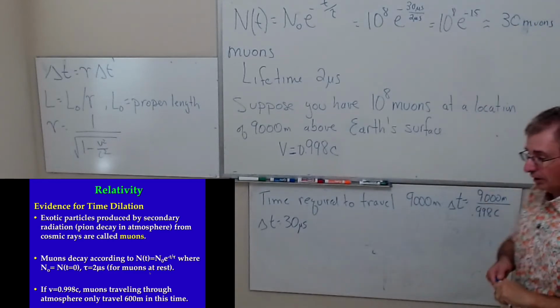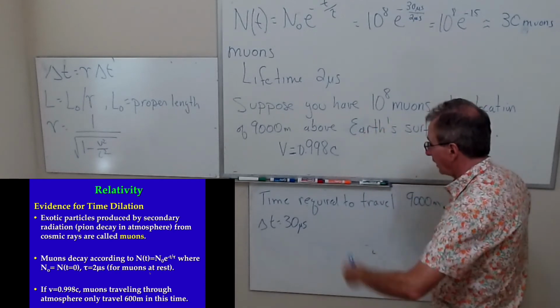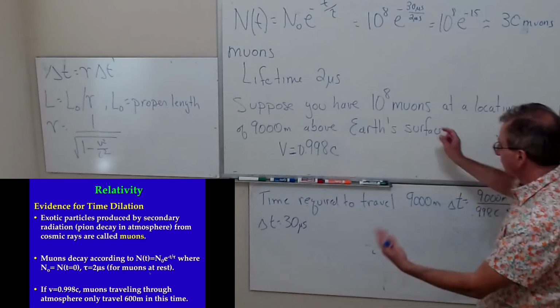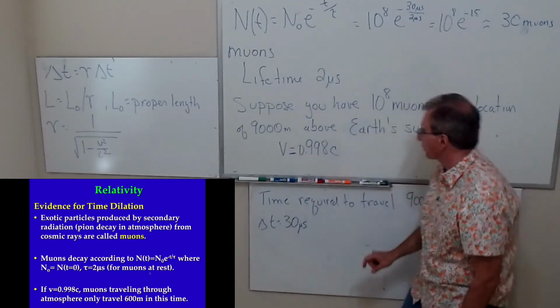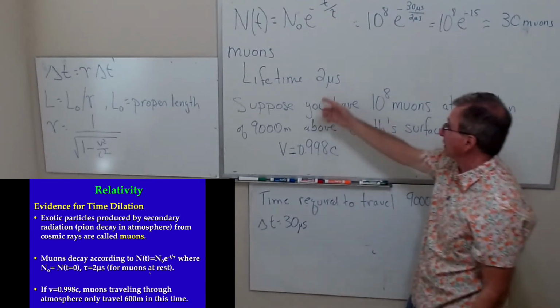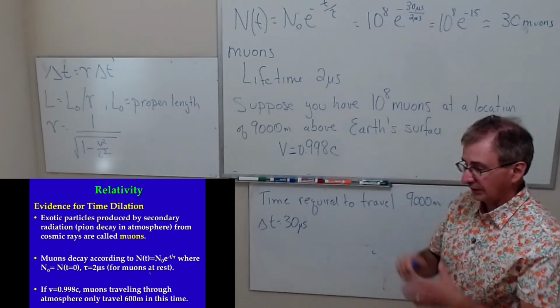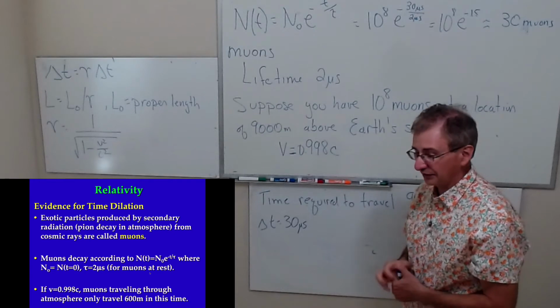So if there were this many at 9,000 meters above the Earth, and I had a way of detecting them on the surface, in the time they travel from here to the surface I should only detect 30 because they decay. They decay really fast. They're only around for 2 microseconds. That's what I expect. But guess what? I don't get that number.